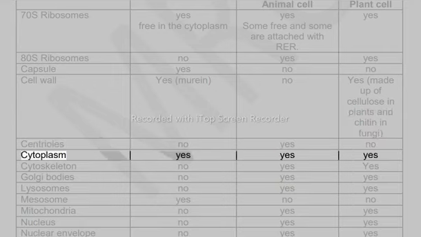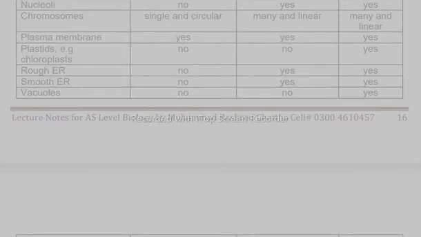Centrioles: no, yes, no. Cytoplasm: yes, yes, yes. Cytoskeleton: no, yes, yes. Golgi bodies: no, yes, yes. Lysosomes: no, yes, yes. Mesosome: yes, no, no. Mitochondria: no, yes, yes. Nucleus: no, yes, yes. Nuclear envelope: no, yes, yes. Nucleoli: no, yes, yes. Chromosome: single and circular; many and linear. Plasma membrane: yes, yes, yes. Plastids, e.g. chloroplasts: no, no, yes. Rough ER: no, yes, yes. Smooth ER: no, yes, yes. Vacuoles: no, no, yes.